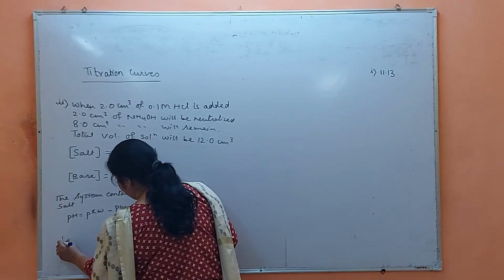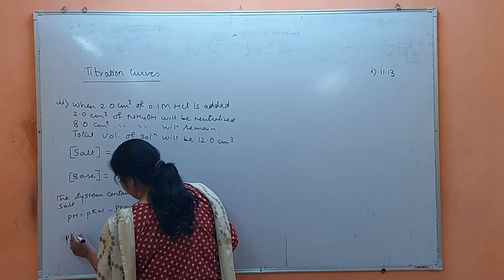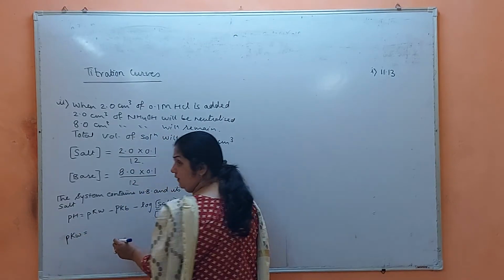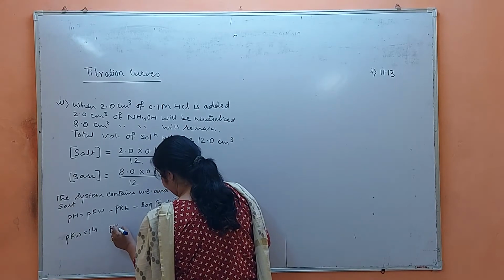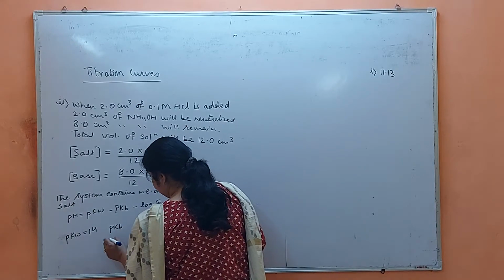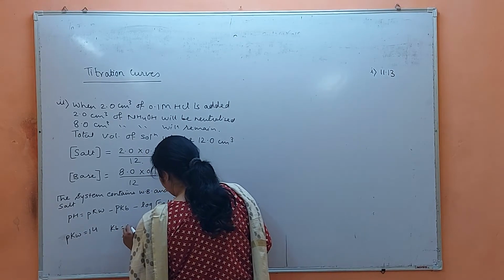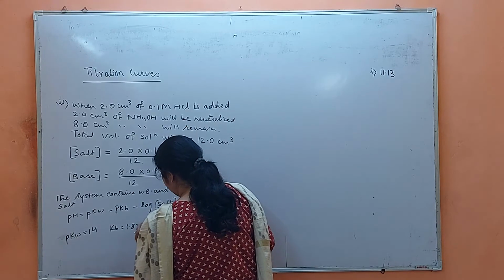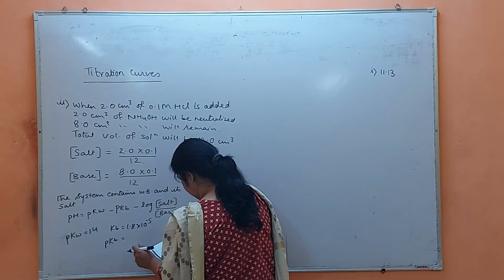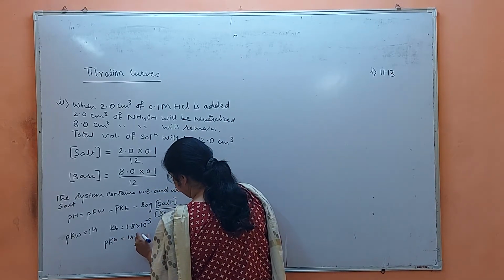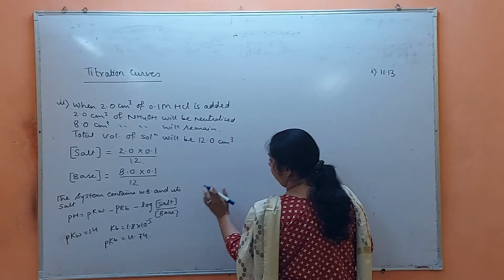Now we know that pKw I'll directly write as 14, because we know that Kw is equal to 1 into 10 raised to minus 14. So pKb, from Kb we can find. See, Kb is equal to 1.8 into 10 raised to minus 5. So pKb is you can say 4.74. Alright. Now see, in this equation the remaining part is salt by base.